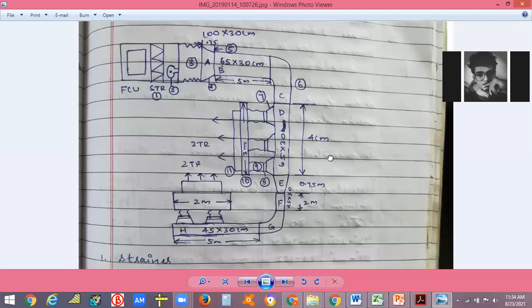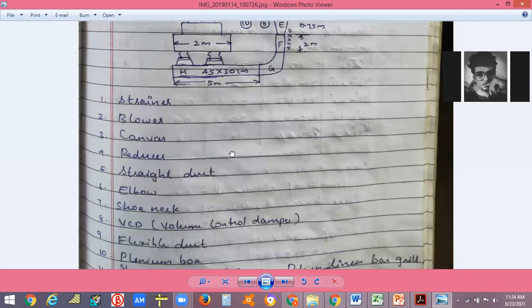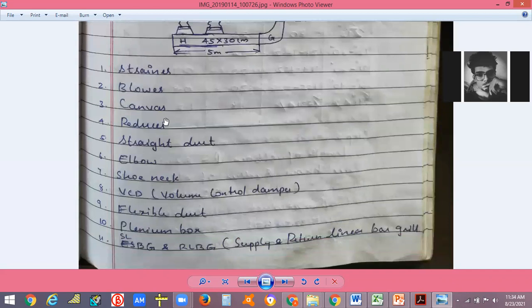Okay, then try this also. If you are wrong, just show me. First one is strainer, second one is blower, third one is canvas connection, fourth one is reducer, fifth one is straight duct, elbow, shoe neck, volume control damper, flexible duct, plenum box. Okay, you look at this from the video that I'll be sending you, and you could write this down. So right now you just leave that page, this much. You could copy it from the recorded video that I'll be sending.